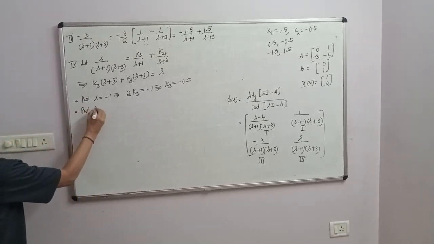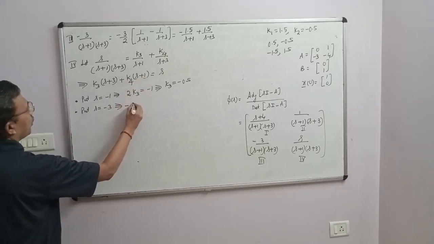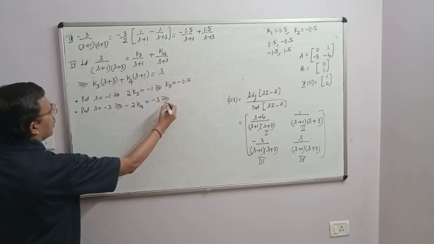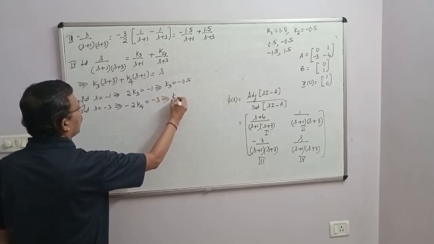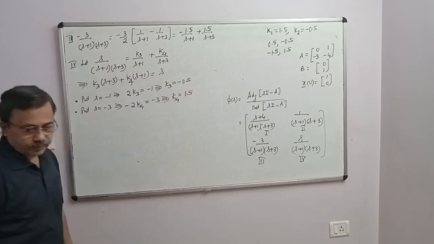Put S is equal to minus 3. Minus 3 plus 1 is minus 2, so minus 2K4 is equal to minus 3. This implies K4 is equal to 1.5.